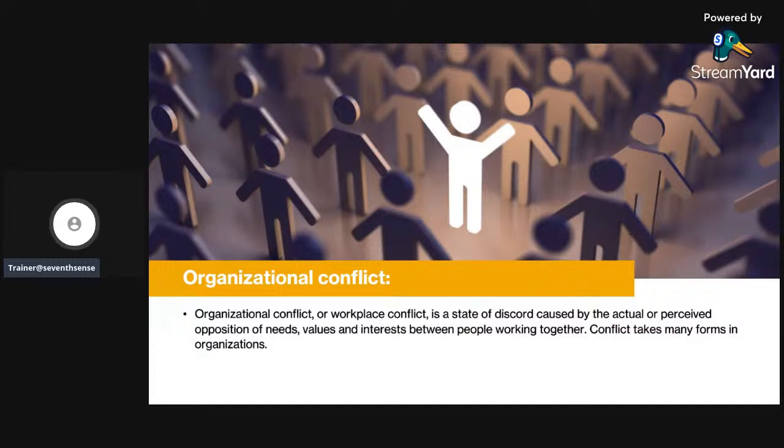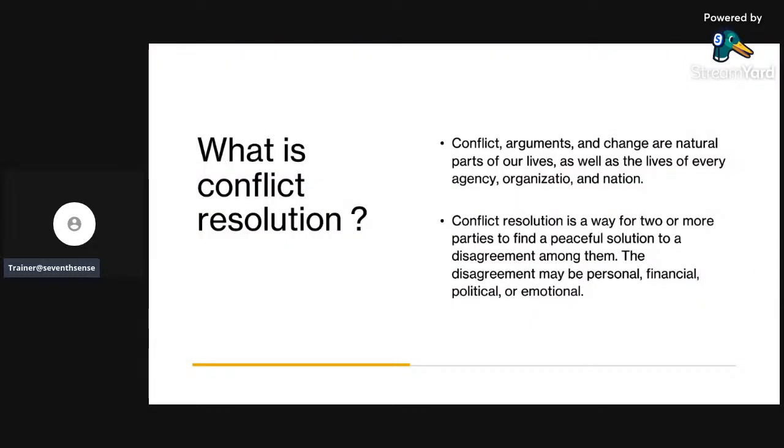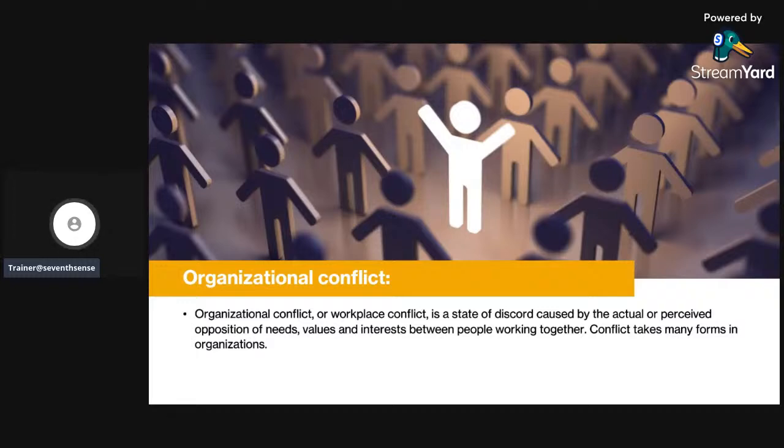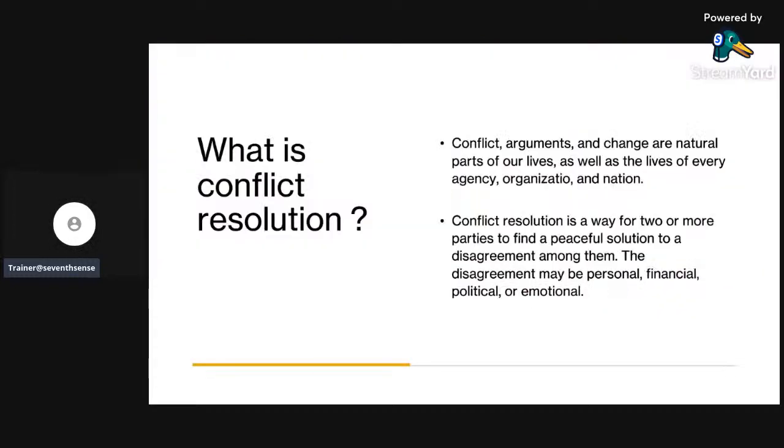Organizational conflict, or workplace conflict, we can also say, is a state of discord caused by the actual or perceived opposition of needs, values, and interests between the people who are working together. Well, we have seen what conflicts are and how they occur. Now let's see how to resolve this conflict.